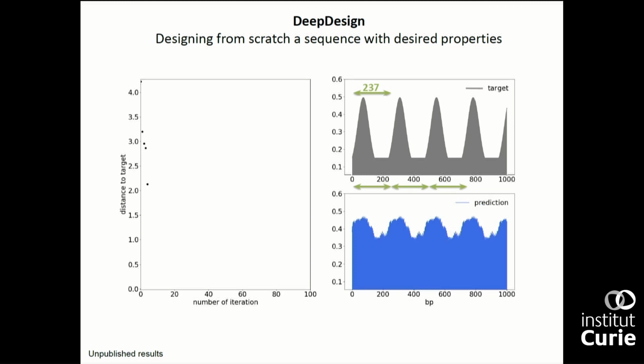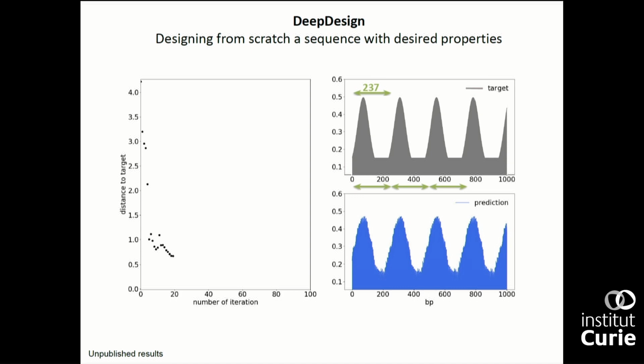1, 2, 3, 4 steps. And already after 4 steps, we have done 4 mutations on this 237 base pair sequence. And we see that the prediction already starts to look like something which looks like the target. And after 20 mutations only, we have a density of nucleosomes which is very close to the target.